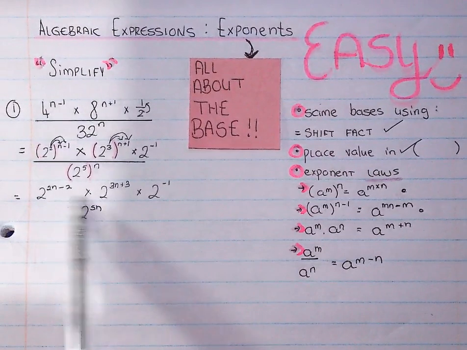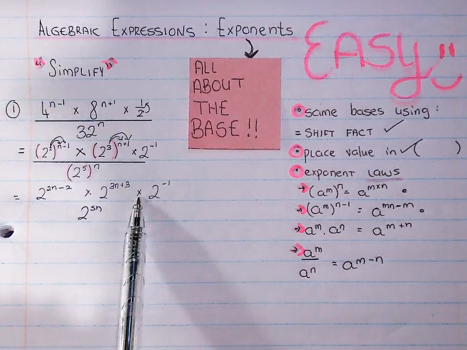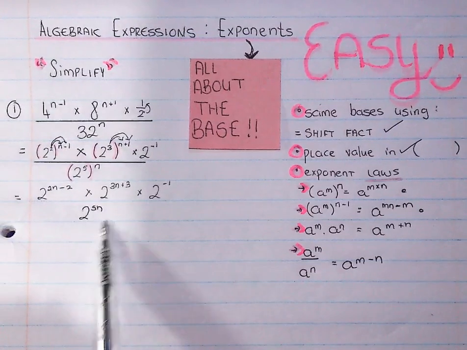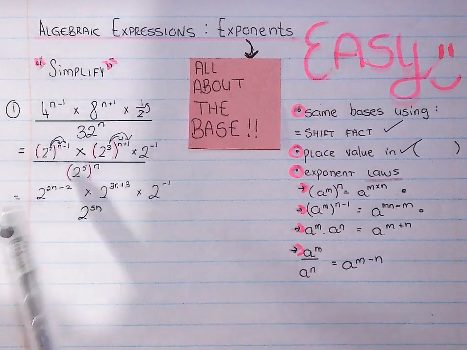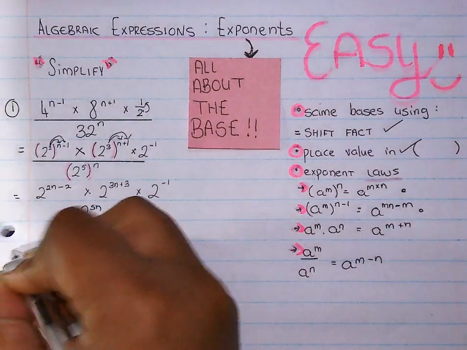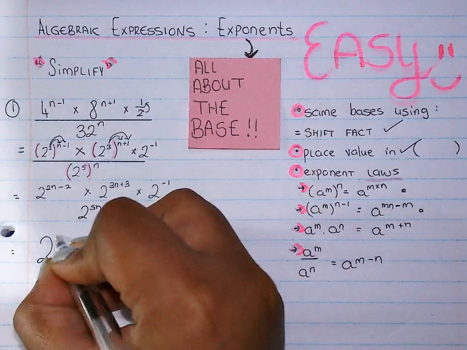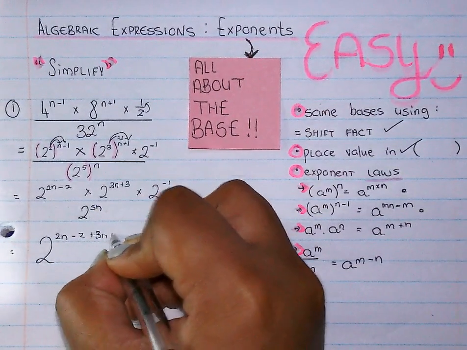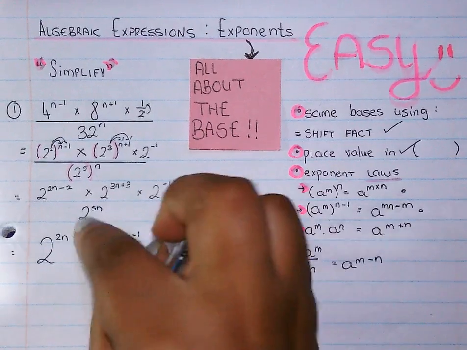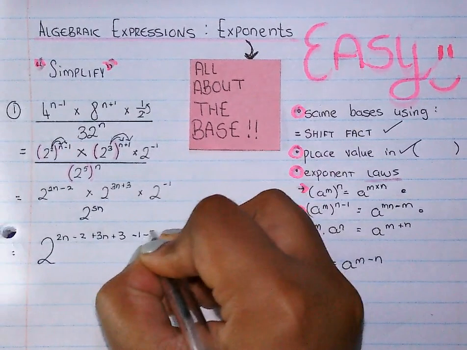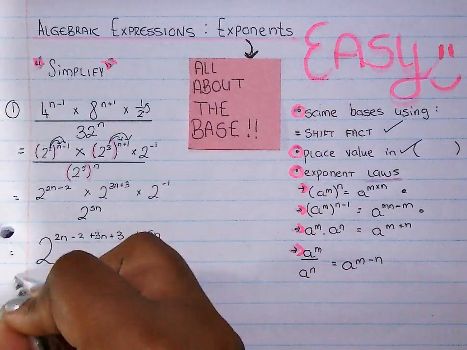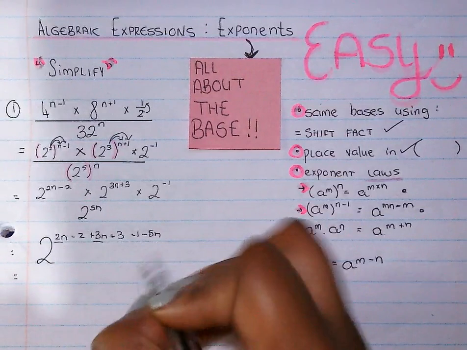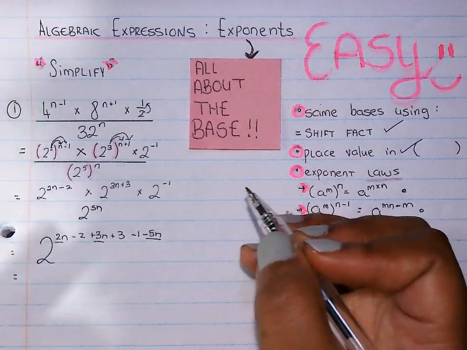Because we have the same bases being multiplied in this numerator, we add these exponents. And because this one's in the denominator, we can go ahead and actually subtract that 5n straight away. So we keep our base 2, and then we have 2n minus 2 plus 3n plus 3 minus 1, and then we subtract this 5n as well. Now it's just a matter of simplifying the like terms. So we have 2n plus 3n, which is 5n, minus 5n, so the n's cancel.